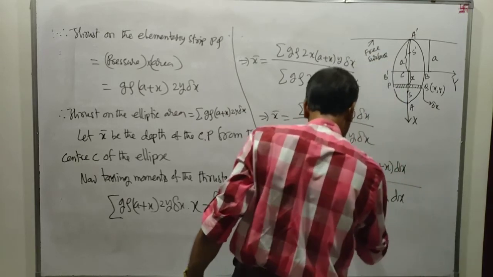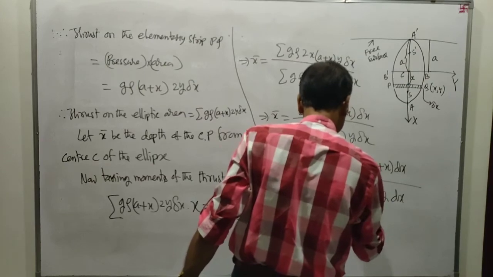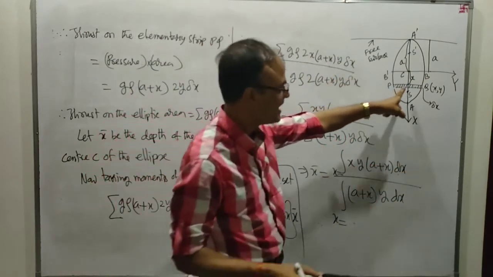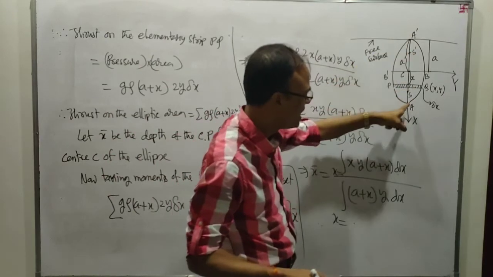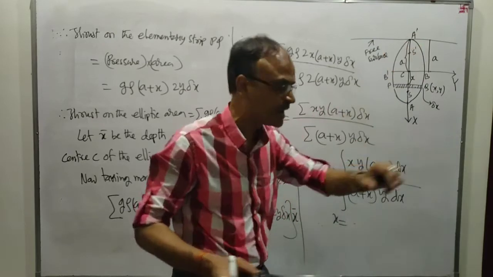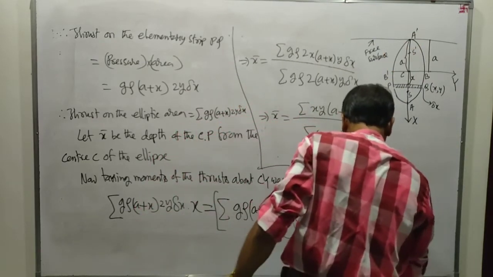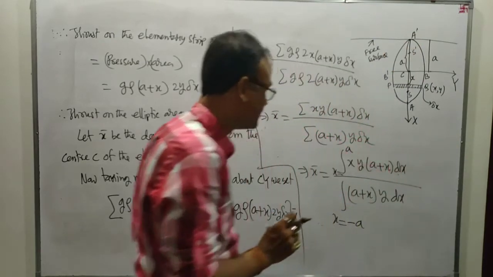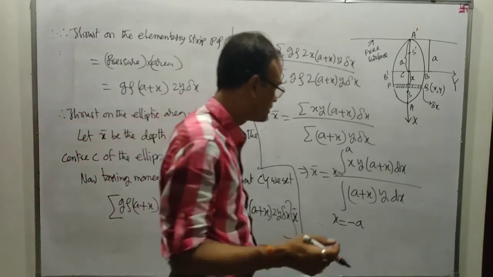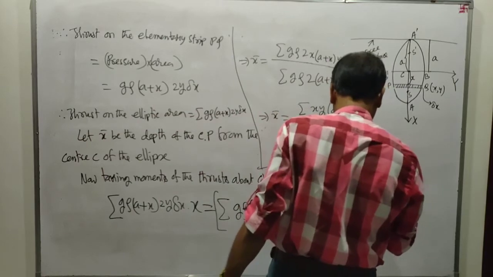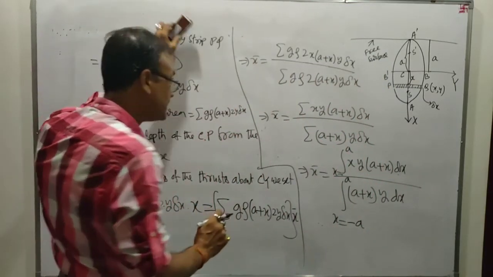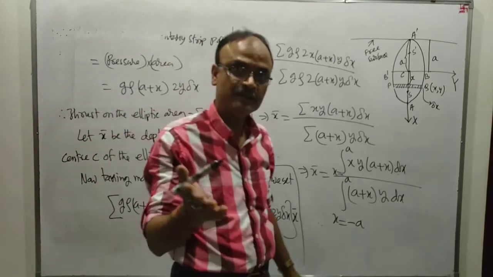Since you are integrating with respect to x, the strip may be here or here. Therefore, x may vary from minus a to plus a, in both the numerator and the denominator.